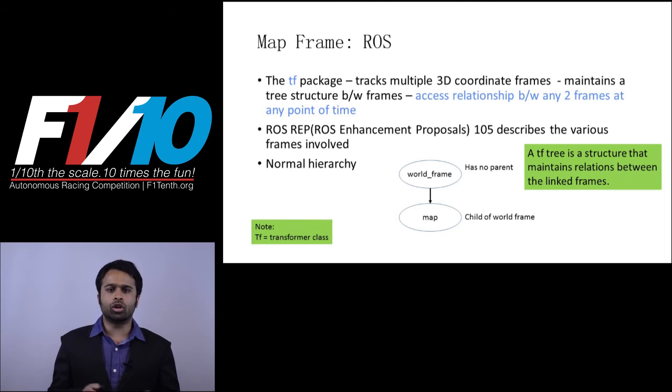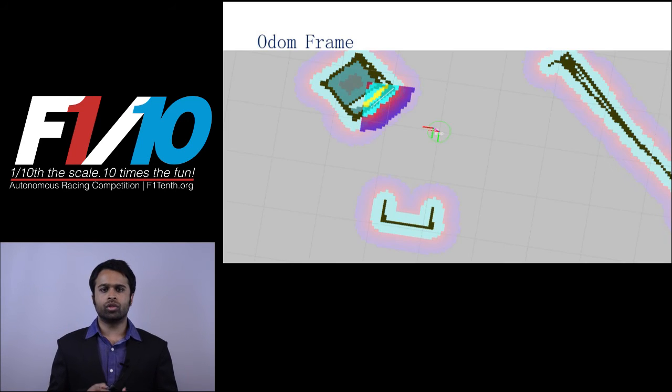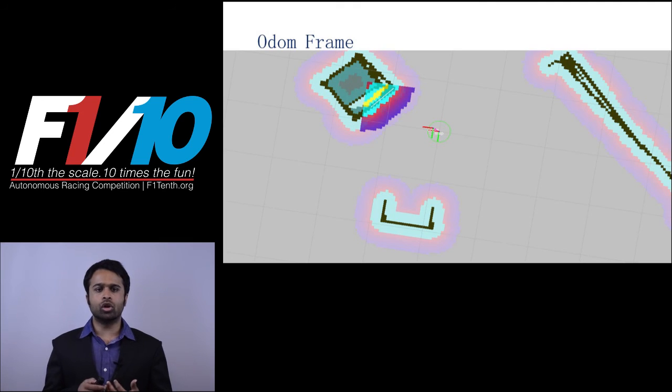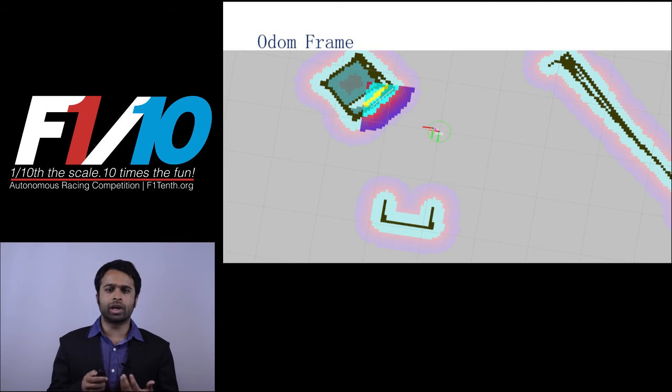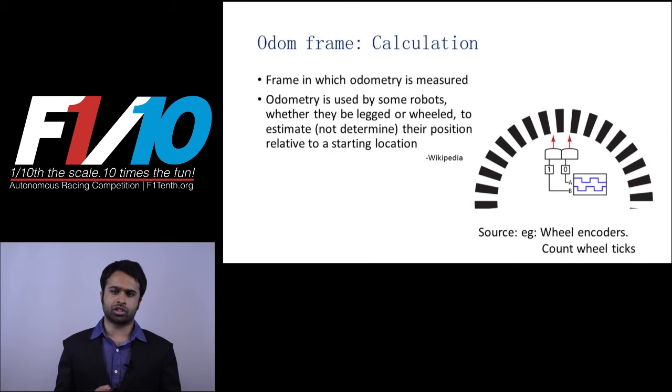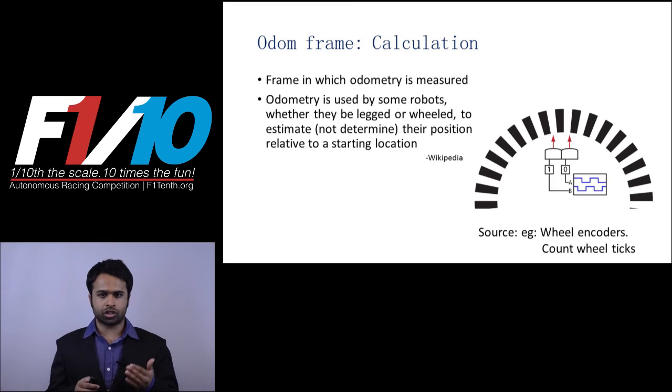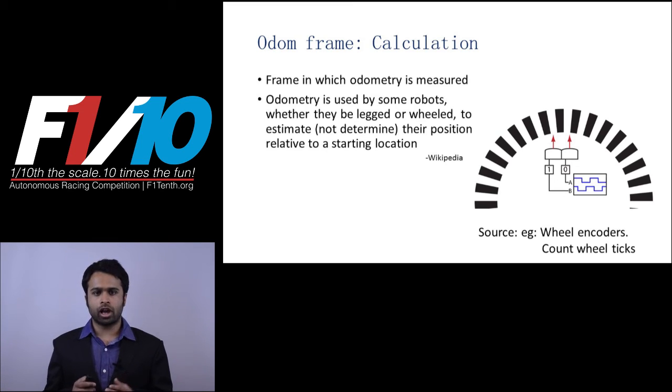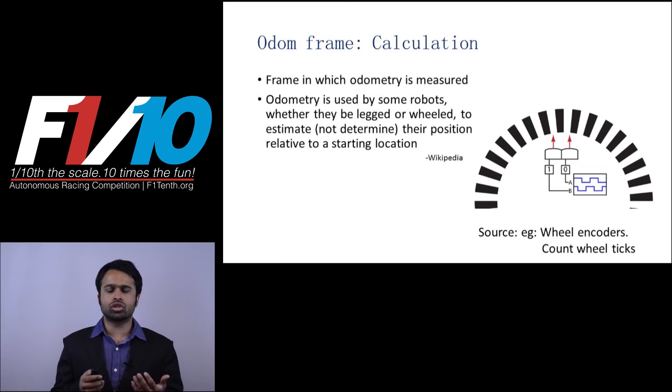We will now move on to another important frame, the odom frame. The origin of the odom frame is the location of that point at which you began traversal, the frame in which odometry is measured. What is odometry? Notice how the definition specifically emphasizes the fact that it is an estimate and not an exact determination of the pose. A very common example of a source of odometry is wheel encoders.